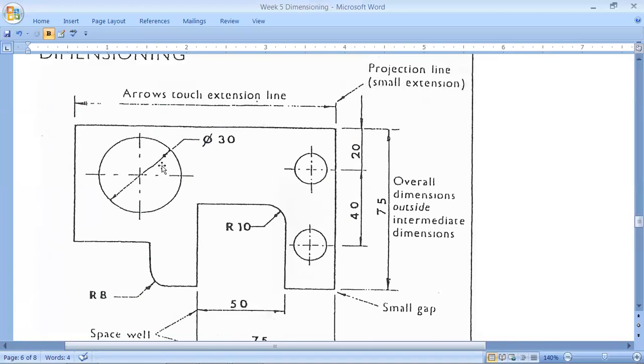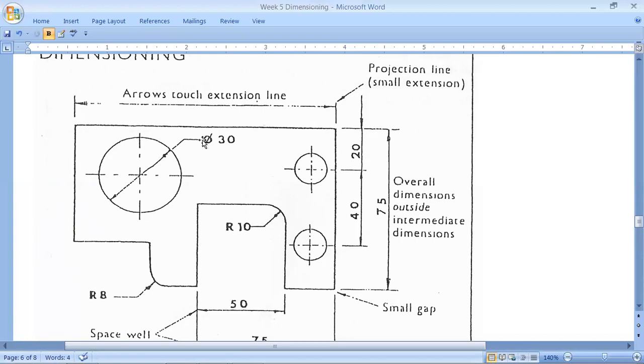Circles are recommended to be dimensioned in diameter. The symbol that we're going to be using for diameter is this one that you are looking at here. When you express the diameter of any circle, you always place the symbol first and then the value of the diameter. Remember this: for diameter, always place the symbol here.